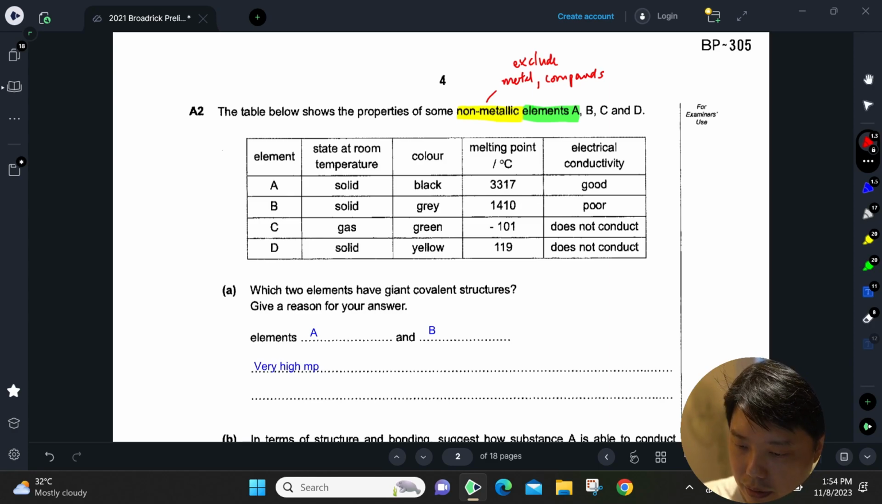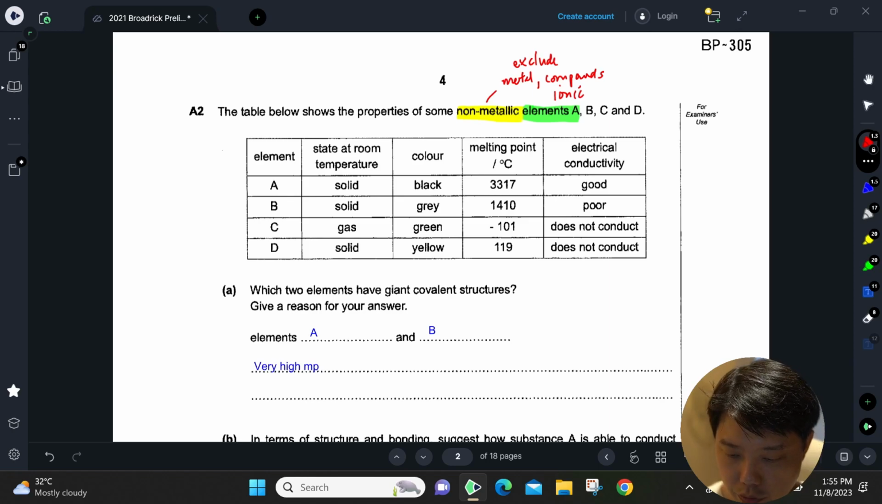Most likely it also cannot include ionic compounds. So the only types of structure that are left after you take out metals and ionic compounds are basically your simple molecular structures and also your giant molecular structures. Having known that, let's look at the first question.